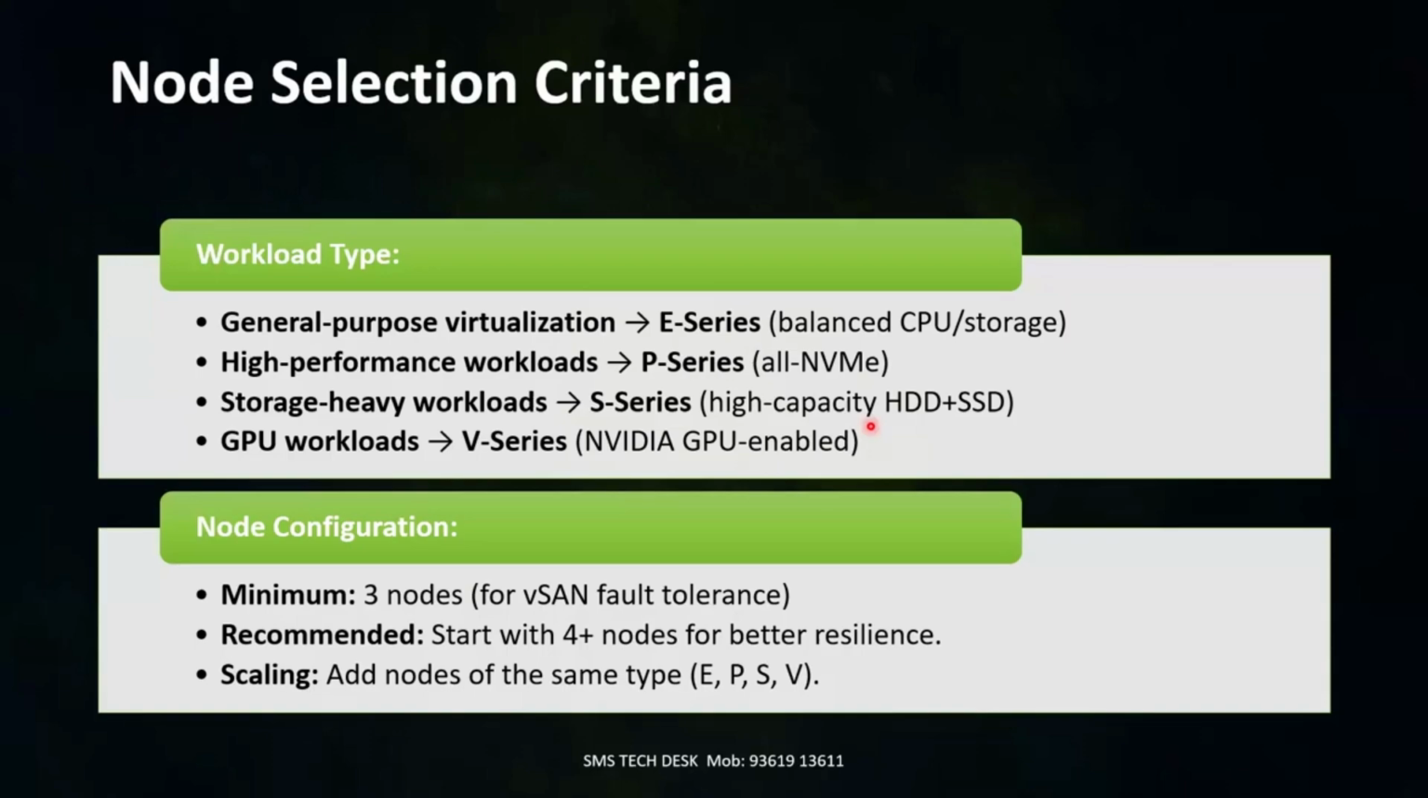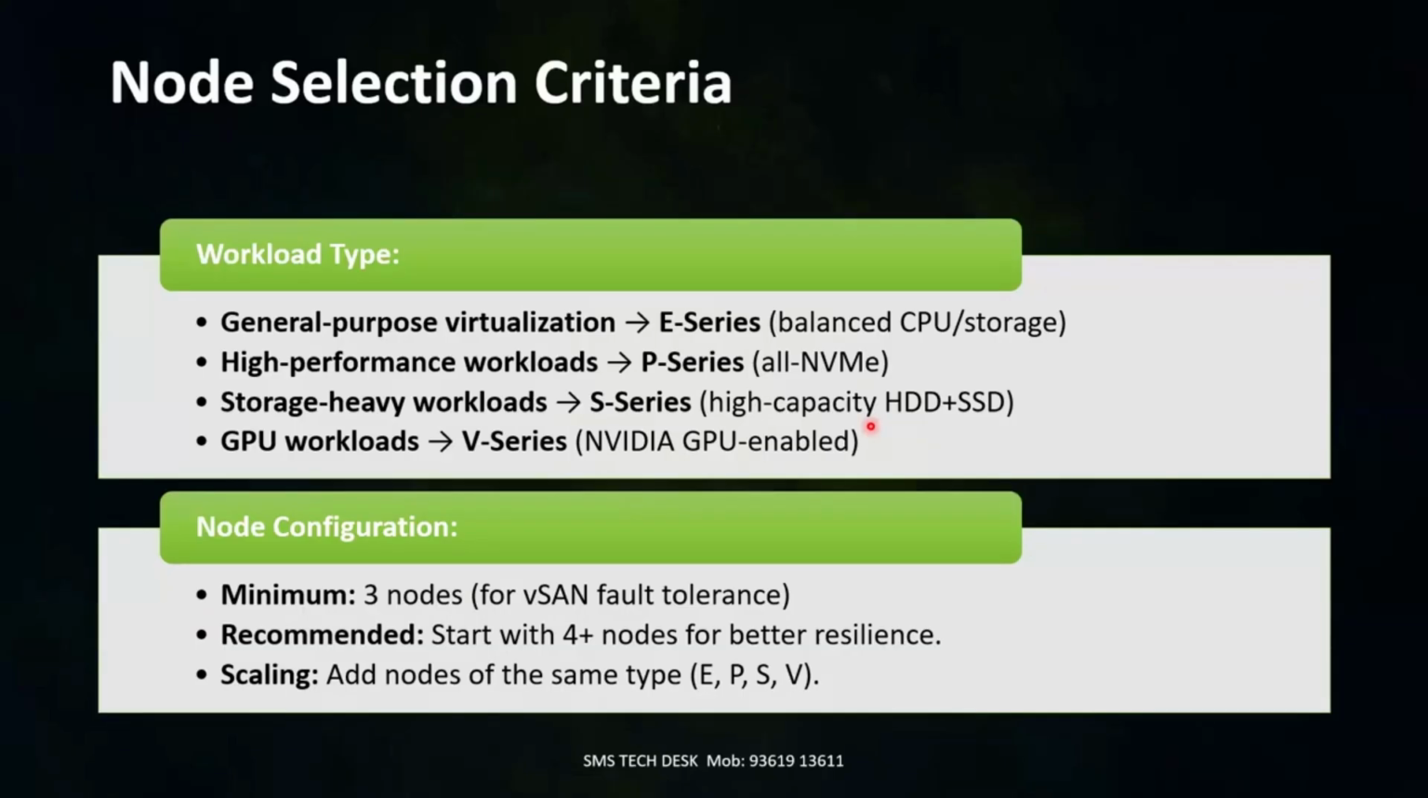Once you have selected the nodes, for example E series in a cluster, you should not mix different series. If I selected E series or P series for a cluster, go ahead with the same series for the entire cluster. Don't mix E, P, and S in the same cluster itself. That is not a recommended option. This is a product from Dell EMC, so we need to follow their recommendations and best practices. We should not take decisions on our own at any cost.